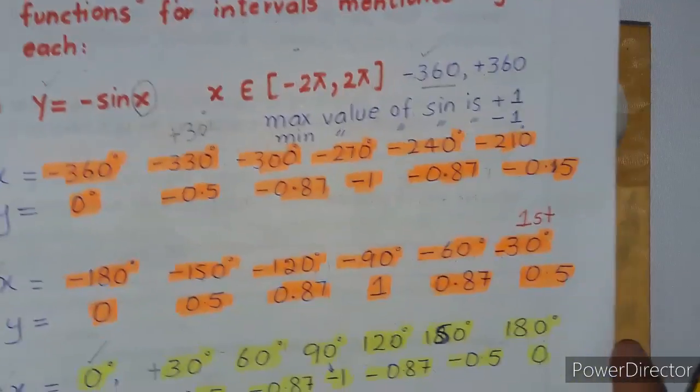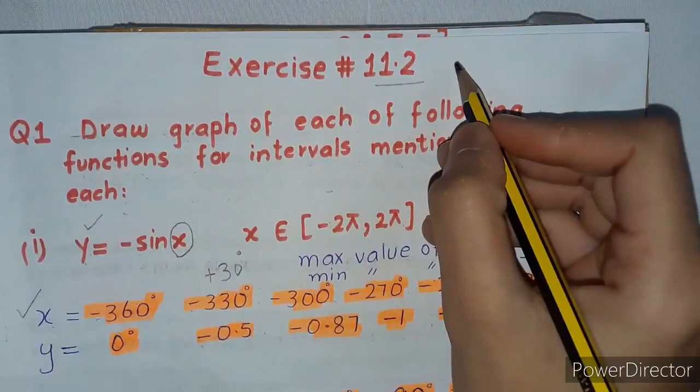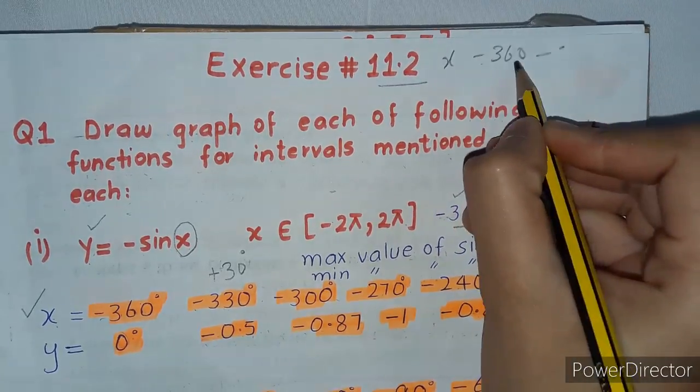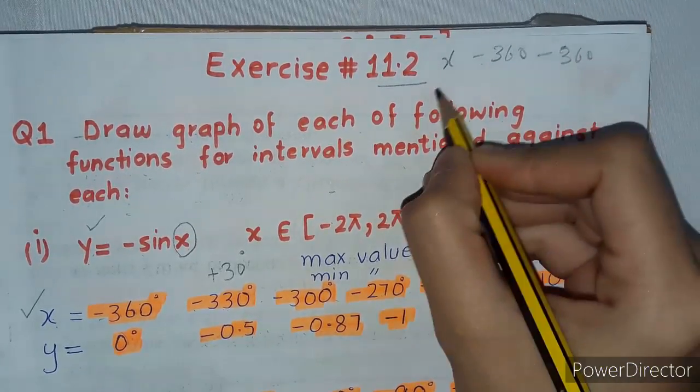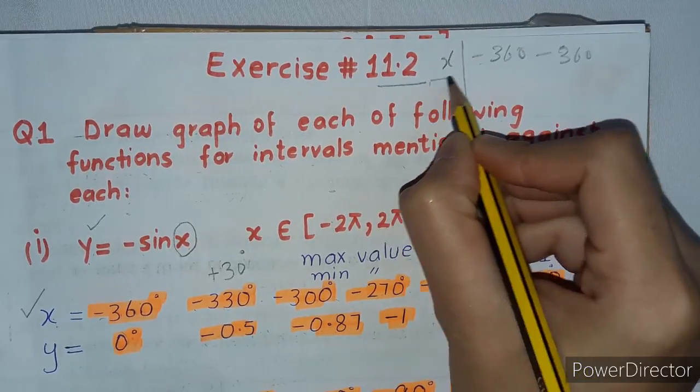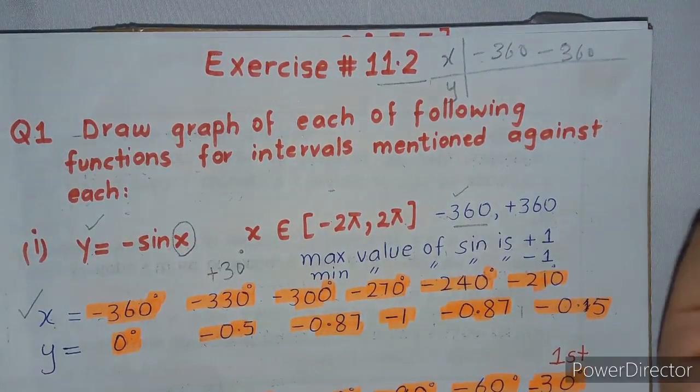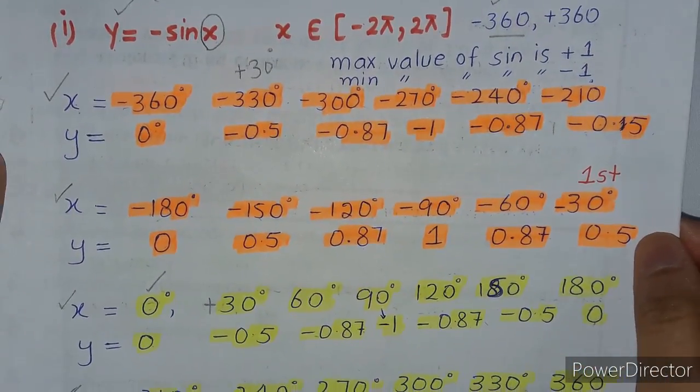You can also use another method, which I am writing here, just showing you. First you will write all the values of x, from minus 360 to positive 360, and then make a column and write the values of sine. In this way you can also write, and this way is also right.